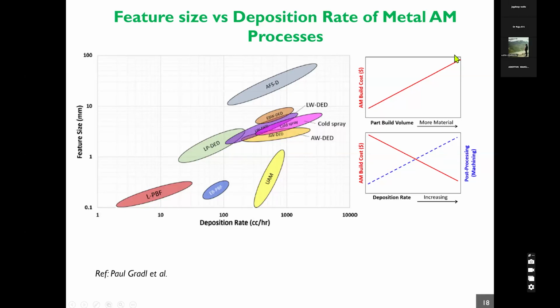So thereby the build cost increases. But when your deposition rates are increasing, your build cost decreases. But at the same time, since almost all these processes compromise on the feature resolution, you need to carry out post-processing in the form of machining, which again increases the cost. So it is essentially a trade-off between the deposition rate and the post-processing requirements in a large format DED process, which you need to consider before choosing a particular process.